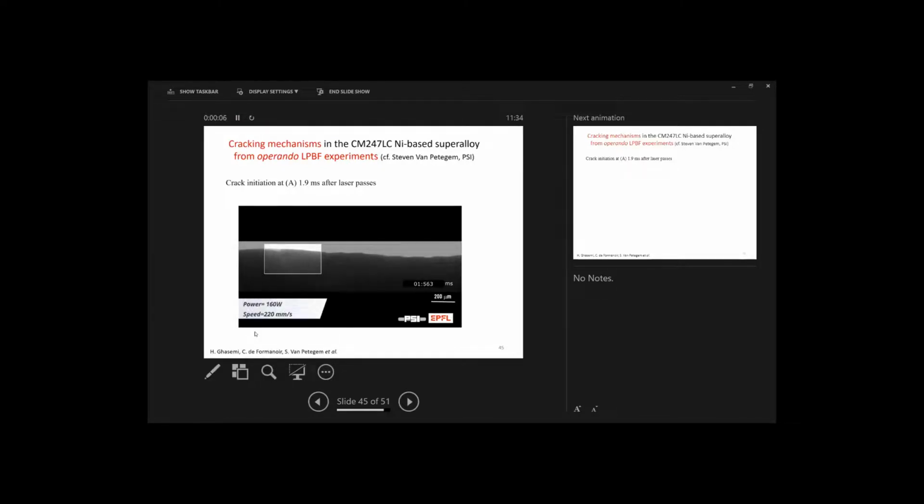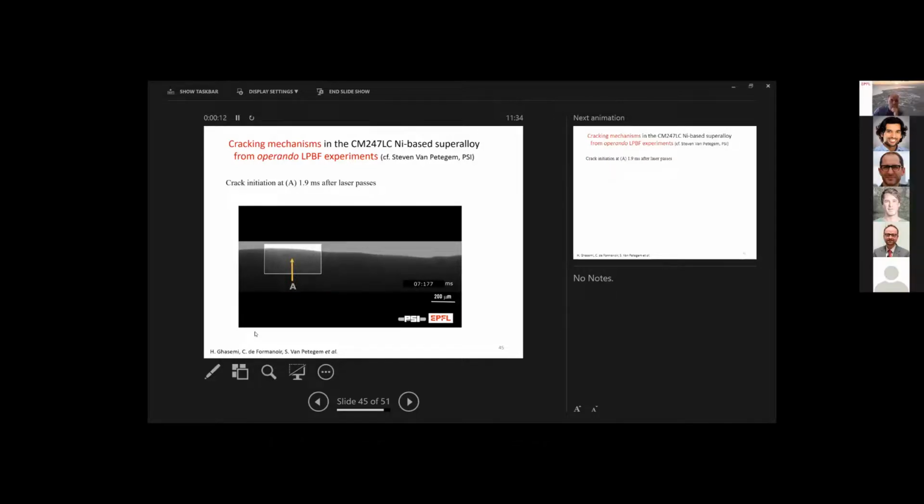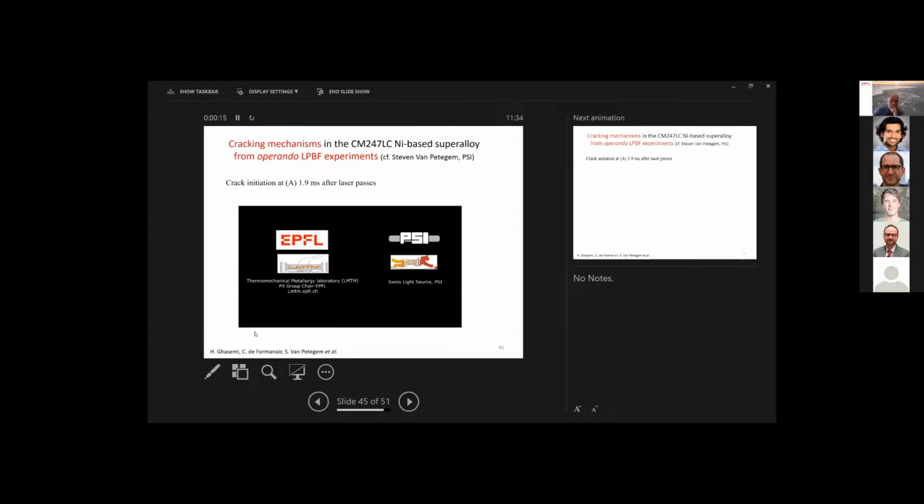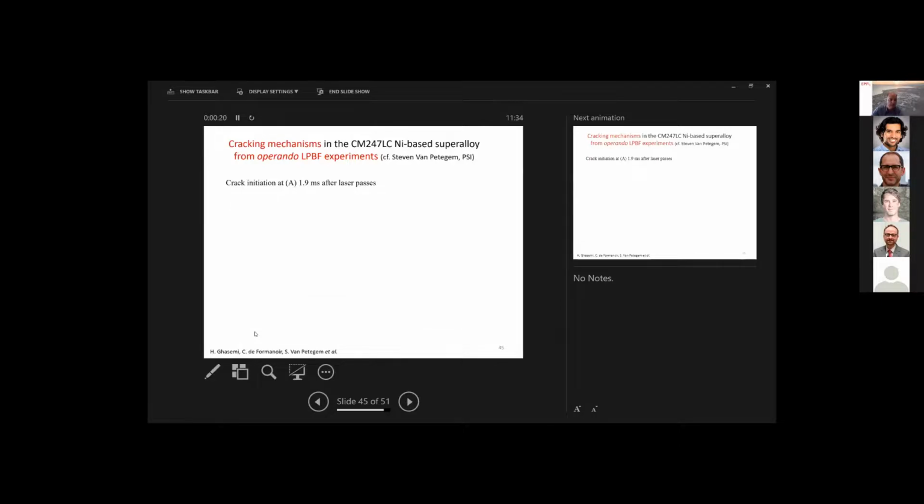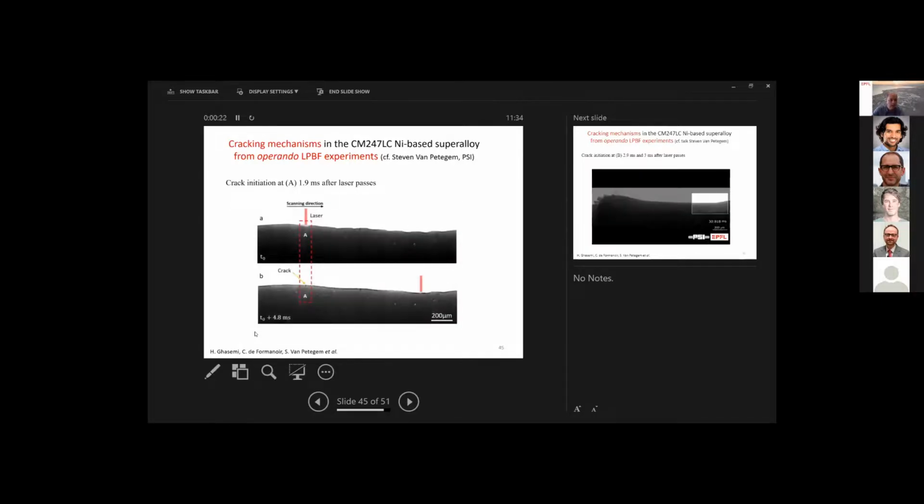Okay, I hope you see it. So again, this is the crack that Stephen showed. Right now, these micro cracks appear, and we have seen that we can actually distinguish when the laser passes, when the crack is created shortly after. In this case, it is 1.5 millimeter later.